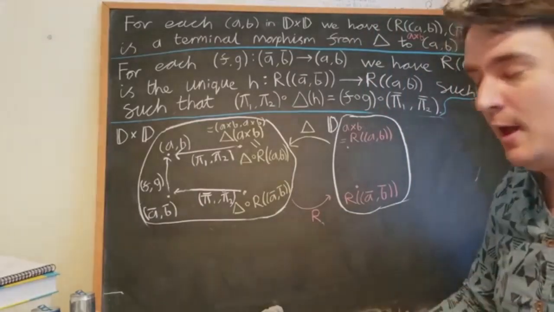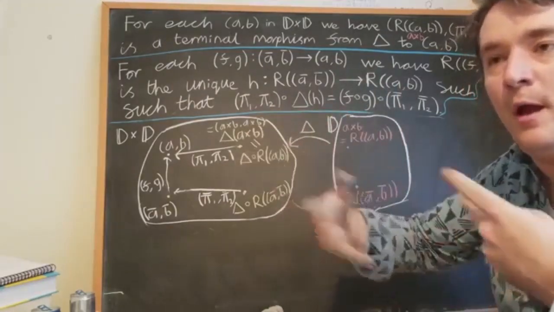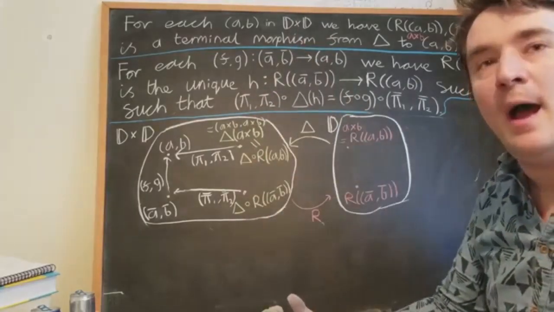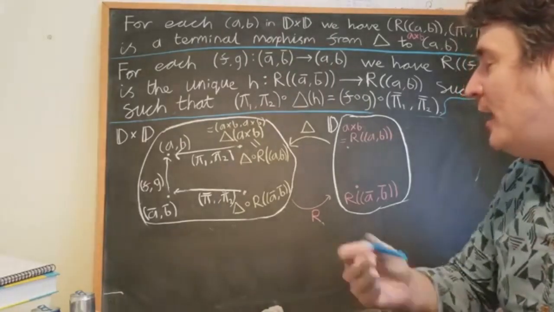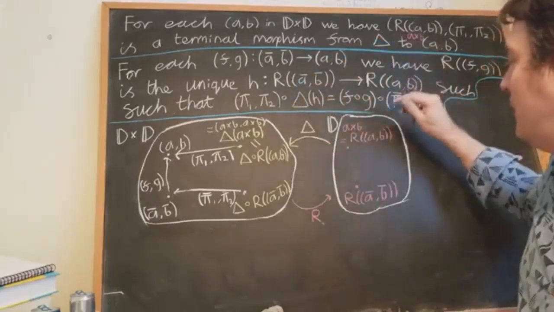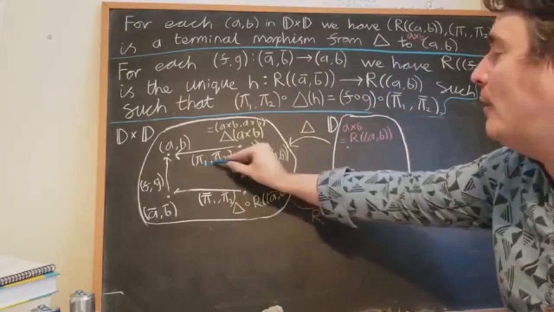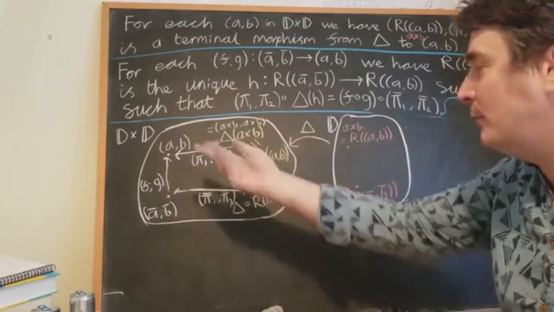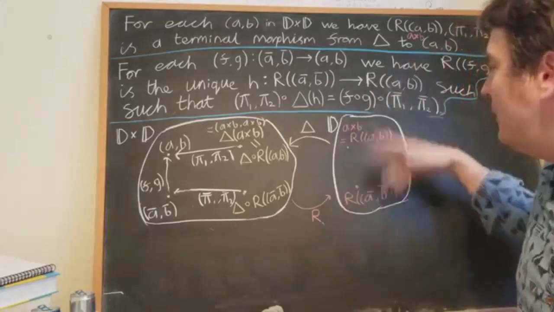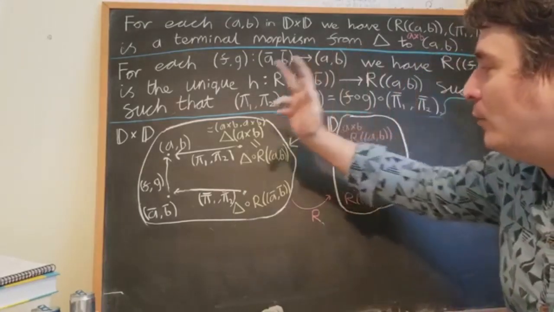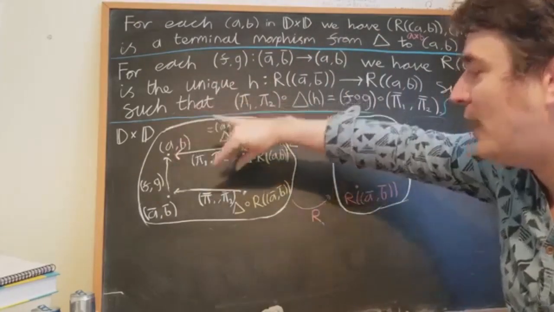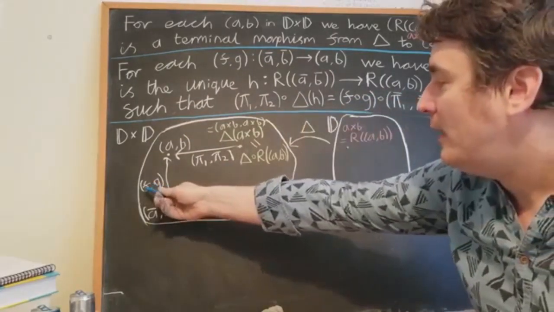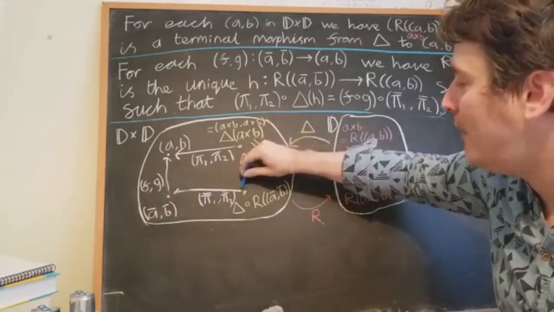Now, here's the clever bit. Don't worry if you don't get this straight away. We're going to come across lots of examples where we're going to see this same trick that I'm just about to do repeated, but here's the basic idea. We know that this thing here, R of A B and pi 1 pi 2, is a terminal morphism from delta to A, B, and that means that for any similar kind of thing, there's going to be a unique arrow in D, which if we lift it under delta, makes this diagram commute. So we're going to use that idea. In particular, if we compose this arrow here with this arrow here, we get an arrow which goes from here to here.